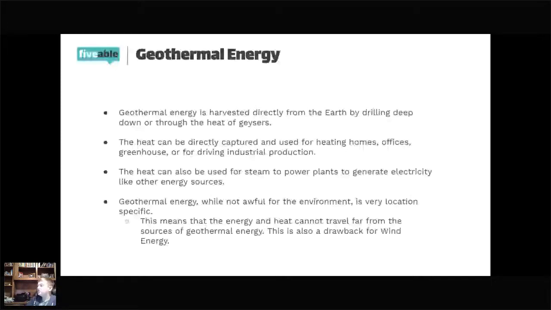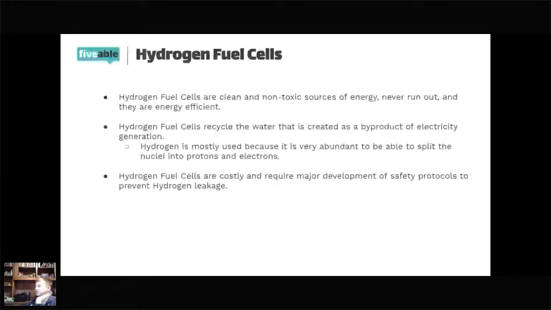Okay. So, geothermal energy. Not a lot there. One of the least tested types of energy. Okay. Hydrogen fuel cells. This is one of the most interesting types of energy and one of the ones with the least amount of drawbacks. It's honestly one of the coolest types of renewable energy. Cool meaning no emissions, so no global warming, and cool meaning it's awesome. So hydrogen fuel cells. They're clean and non-toxic sources of energy.